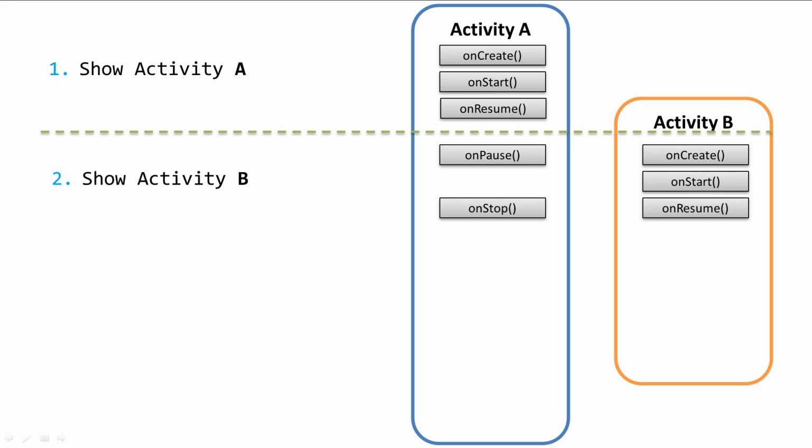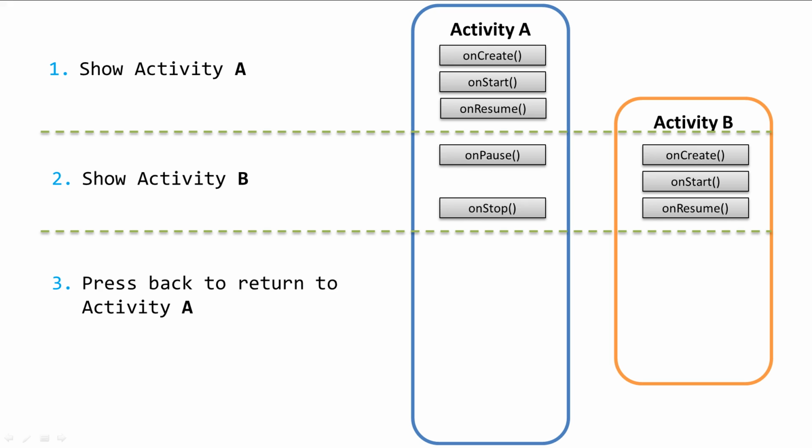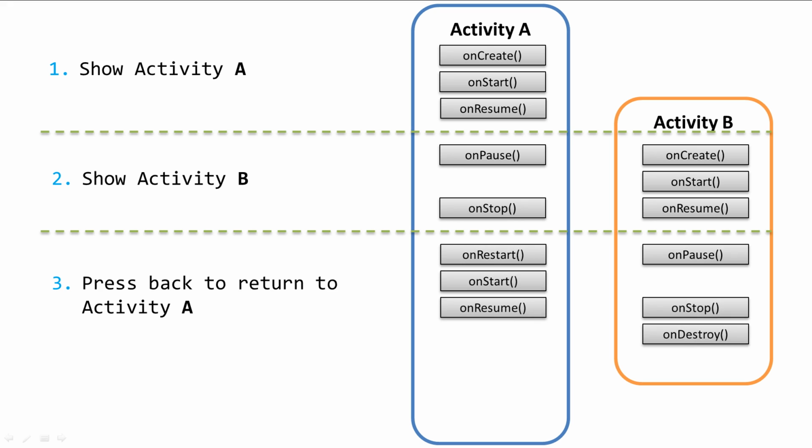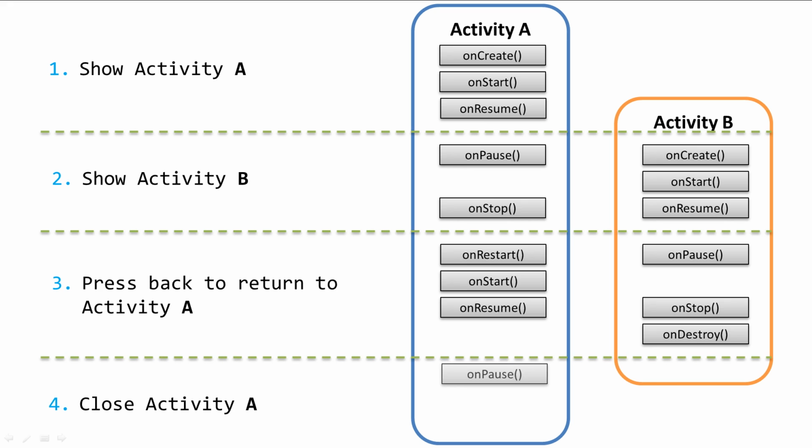Activity B calls OnCreate, which triggers activity A's OnPause call. Activity B's OnStart and OnResume complete, which forces activity A to stop. Activity B is now visible. Let's say user is done viewing activity B and presses the back button. Activity A's OnRestart will be called, followed by OnStart and OnResume. At this time, activity B will pause, stop, and eventually will be destroyed. Finally, activity A is closed.